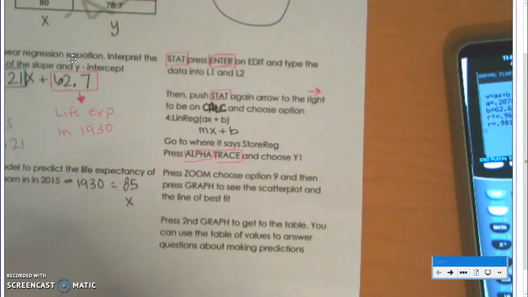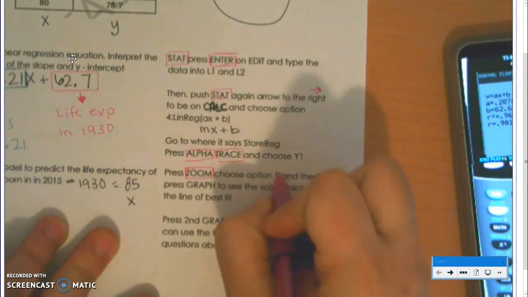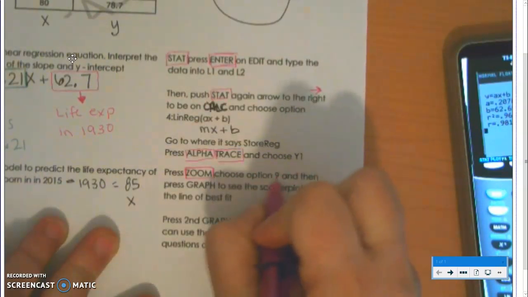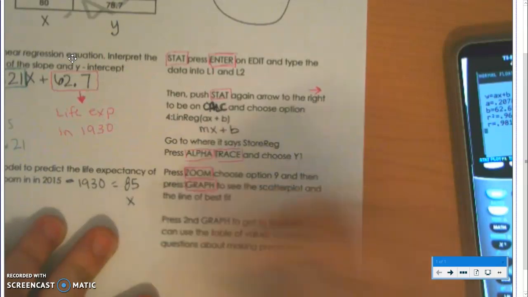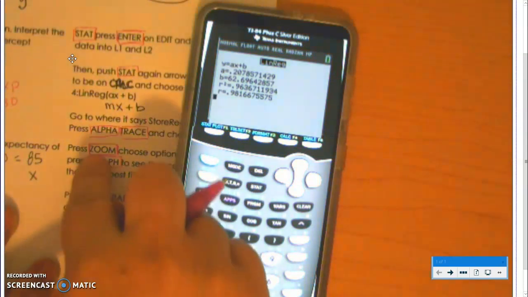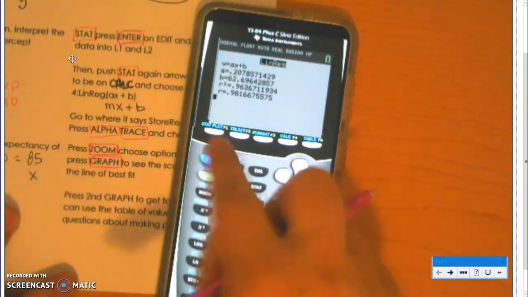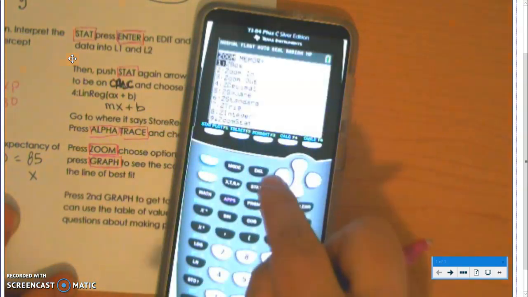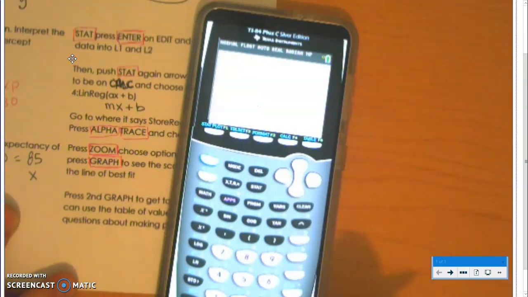All right, so I think it's helpful to look at your scatter plot. And so I'm going to press the button that says zoom, and I'm going to choose option 9. And then after I do that, I probably don't need to actually push graph, but if I push graph, it should be right there. And this is all happening, I'm able to do all of this because I chose Y1 up at my last step. So I'm going to push zoom. I'm going to scroll down or push 9.